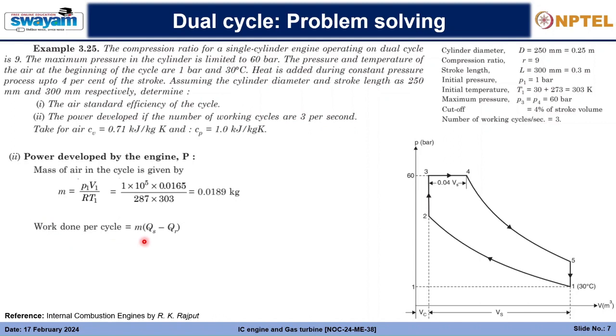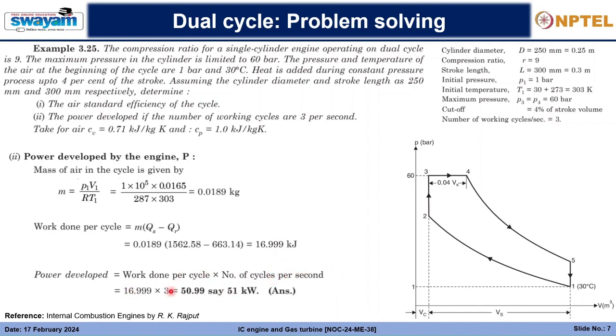So simply we will use this particular information in the question. The work done per cycle is given as m into qs minus qr. So qs minus qr is the heat supplied minus heat rejected, that is the work done in the cycle. So m into work done, and accordingly we have kilojoules, but we do not need that, we need kilojoules per second or kilowatts. So power developed is the work done per cycle into the number of cycles per second. In one cycle, we know how much work is done. What is the number of cycles per second? If we simply multiply it, we will get the power developed, and that is 51 kilowatts.